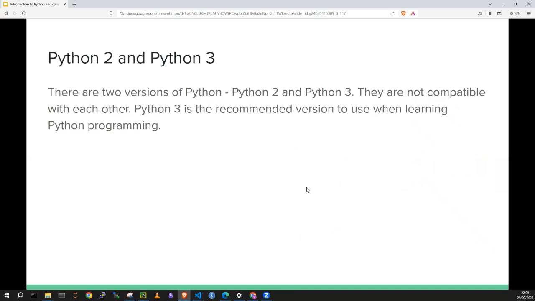So there are 2 version types, right? There's Python 2 and Python 3. They are not compatible with each other, all right? So Python 3 is the recommended version to use when learning Python programming. Python 2 is the older version of the original Python, while Python 3 is the current version. There is no current development or additional add-ins on Python 2. There are just regular updates because there are a lot of systems and programs that are built on top of Python 2. So essentially, they're just regular updates to fix any bugs or security issues that occur, right? So if you're learning Python, Python 3 is recommended, right?